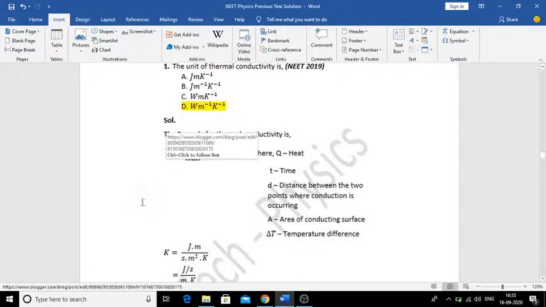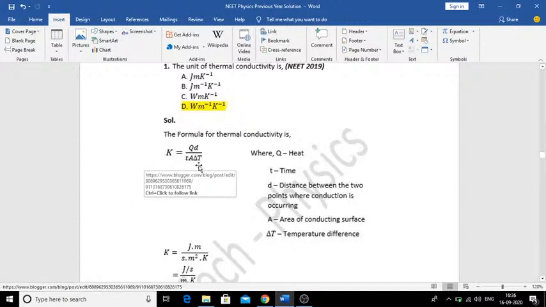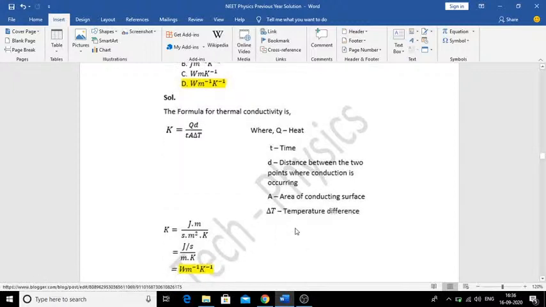So K is equal to Q into D divided by T into A into delta T, where Q is heat, T is time, D is the distance between 2 points where conduction is occurring, A is the area of the conducting surface, and delta T is the temperature difference. Now from this specification, we can find the units.